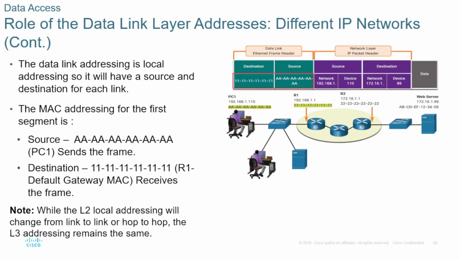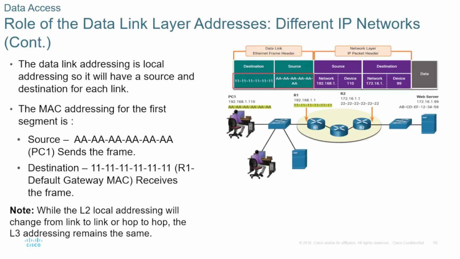At the data link layer, addressing is local. It only applies to the connection between two directly connected devices on the same link. For example, when PC1 sends data to its default gateway, the MAC addresses used are specific to that local connection. The source MAC address belonging to PC1 sends the frame. The destination MAC address belonging to R1, the default gateway, receives the frame.